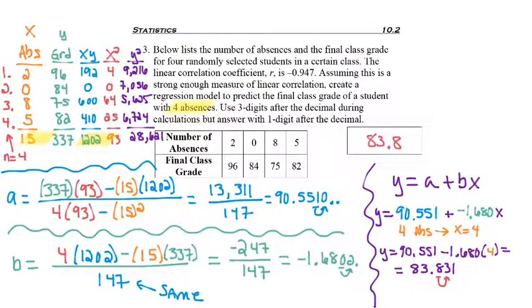So if we're looking at 4 absences, it's in between 2 and 5. I would expect my answer to be in between 96 and 82. You'll notice the numbers were decreasing. I kind of already mentioned that we have this negative slope. So as our input goes up, our output goes down. Now, 83 is in between these two numbers and closer to the 82. So I do feel pretty confident that 4 absences would result in a class grade of 83.8 if there was a direct correlation between class grade and number of absences. So I feel like I've probably got this correct.